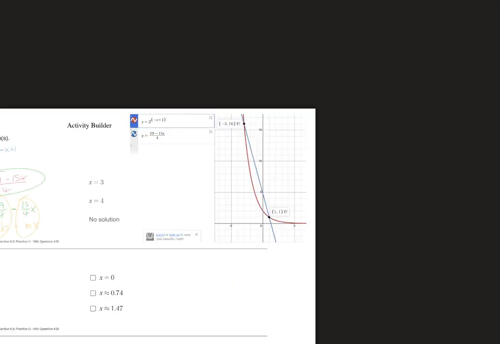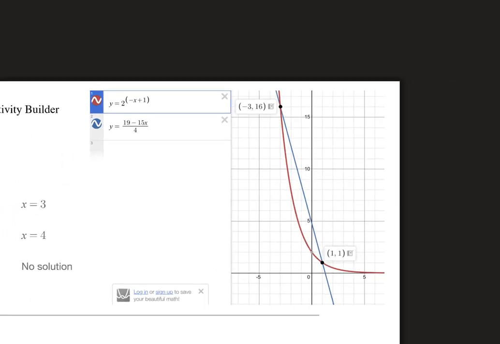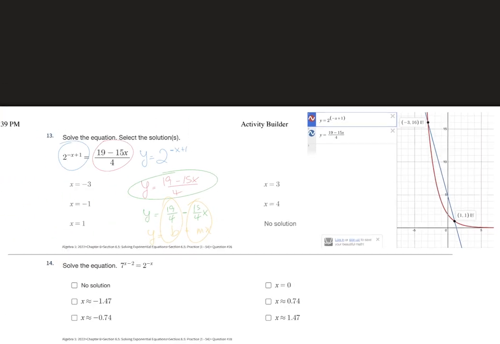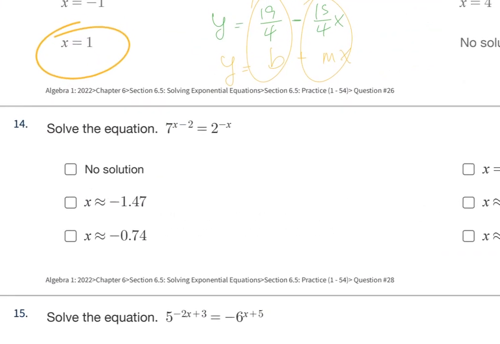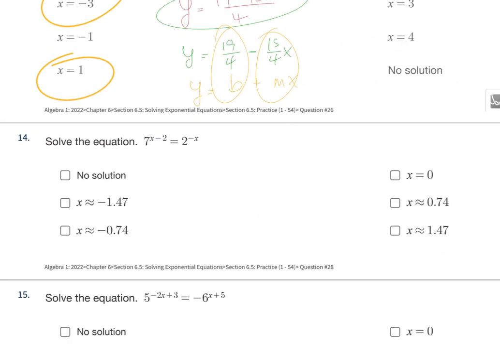All right, we're back. And this is another one where there are 2 solutions, -3 and 1. Cool. Solve this equation. If you look at your answers, it looks like we might have something nifty on our hands. Again, we're just going to take that side and that side, and plug them separately into Desmos.